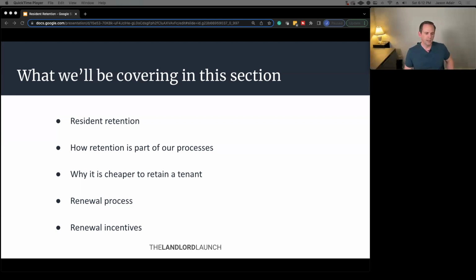What else? We're going to talk about that renewal process, what that looks like, at least a standard one. Any of this stuff, you can adjust and twist and turn to what works for you. And then renewal incentives, just some different ideas there, how I've used them in the past, how I've seen others use them, and maybe some ways that you could use them to improve your business as well.